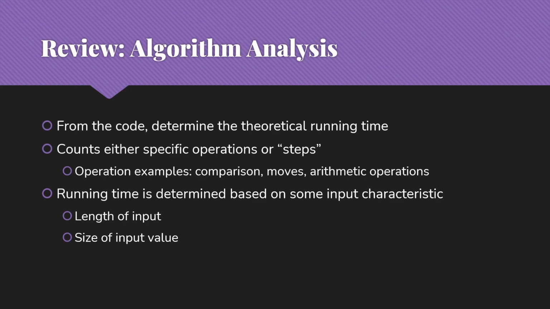When we calculate our running time, we're going to base it on some input characteristic, which might be something like the length of the input for something like sorting. It could also be the size of an input value. So if you're looking at the running time to calculate a factorial, that's going to be based on how big the number is that you're calculating the factorial of, because that determines the number of multiplications that you need to do. And then, of course, we typically will put that analysis into a special notation.